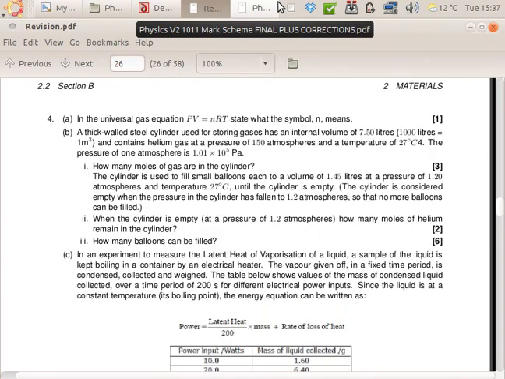Okay, because 4 is ideal gas law, we'll just go through it quickly and then we'll take a break, okay?